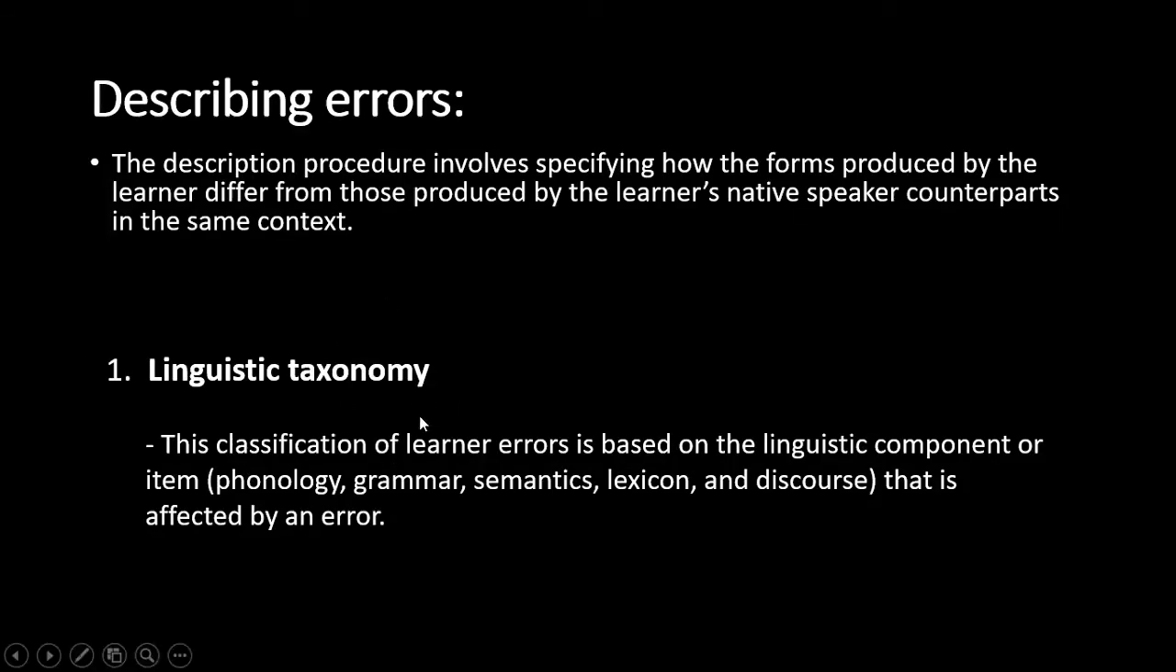Linguistic taxonomy. This classification of learner errors is based on the linguistic component or item, phonology, grammar, semantics, lexicon, and discourse that is affected by an error. This taxonomy improves teaching since it uses well-established grammatical categories which are utilized to organize language lessons in textbooks and workbooks.